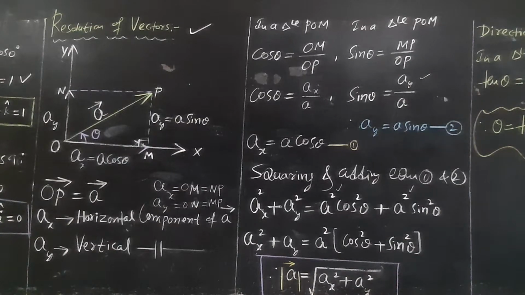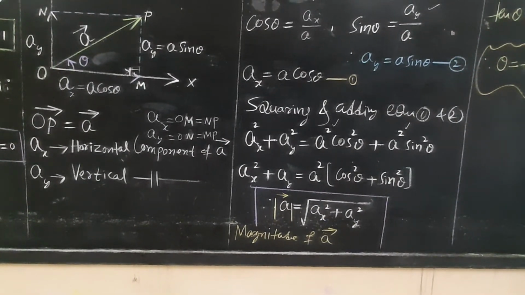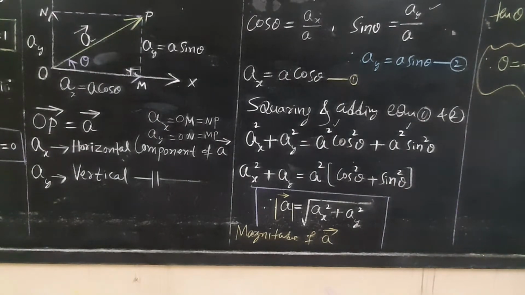Cos theta is OM by OP; cos theta is adjacent side by hypotenuse side. Therefore, AX is equal to A cos theta. Similarly, sin theta is equal to opposite side by hypotenuse side, which is AY by A. If you simplify, you will get AY is equal to A sin theta. Consider equation number 2. Squaring and adding the equations 1 and 2, you will get the modulus of vector A is equal to root of AX square plus AY square. This equation will represent only the magnitude of vector A.